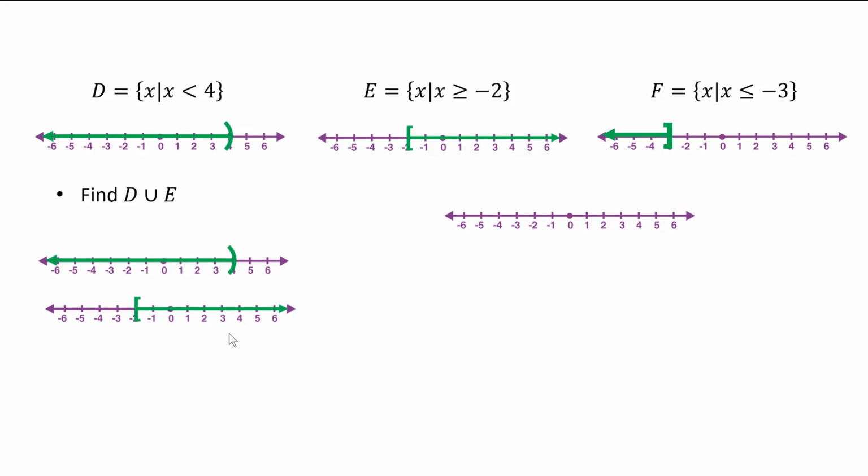You can see that it's going to be every single number on the number line, because all the numbers less than 4 and all the numbers greater than -2, if you're including everything, which is what union is, then that's all the numbers on the number line. So we would just put the whole arrow both ways. And then for set notation, we would say D union E is just the real numbers.